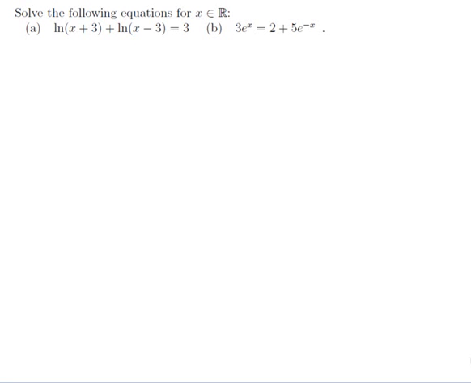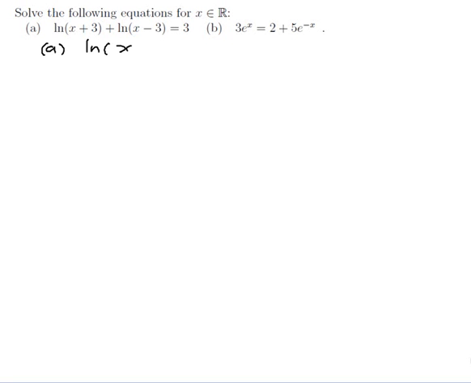Solve the following equations for x in R. A. ln(x + 3) + ln(x - 3) = 3. B. 3e^x = 2 + 5e^(-x). A.